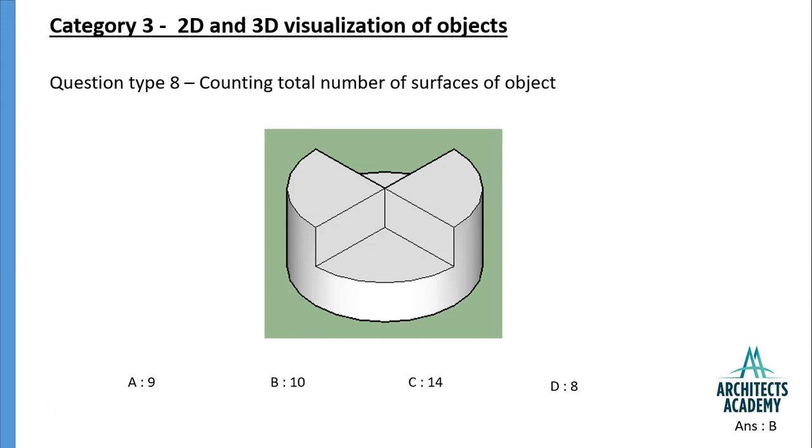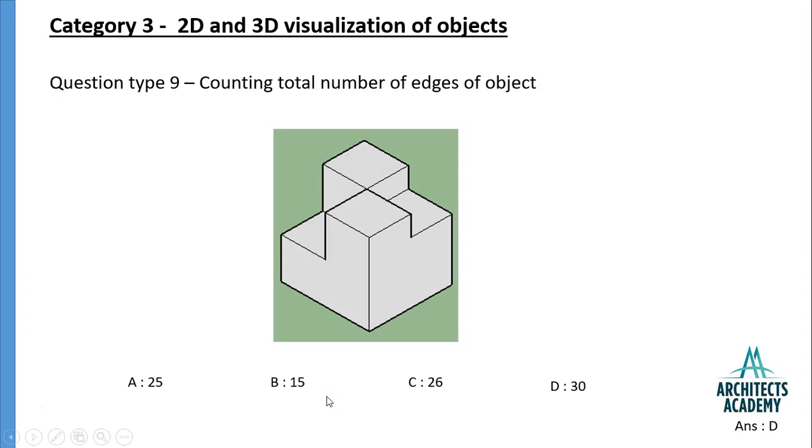Now question type 8, which can be asked in this 2D 3D visualization, is counting the total number of surfaces of the object. An object will be shown to you, which will be a complex object, and they will ask you to find out the total number of surfaces, edges and vertices of the same. If you are asked to count the number of surfaces, you have to start from the base of the figure, count the sides, and count the vertical faces also. If you count the total number of surfaces in this case, the answer will come out to be 10, which is B.